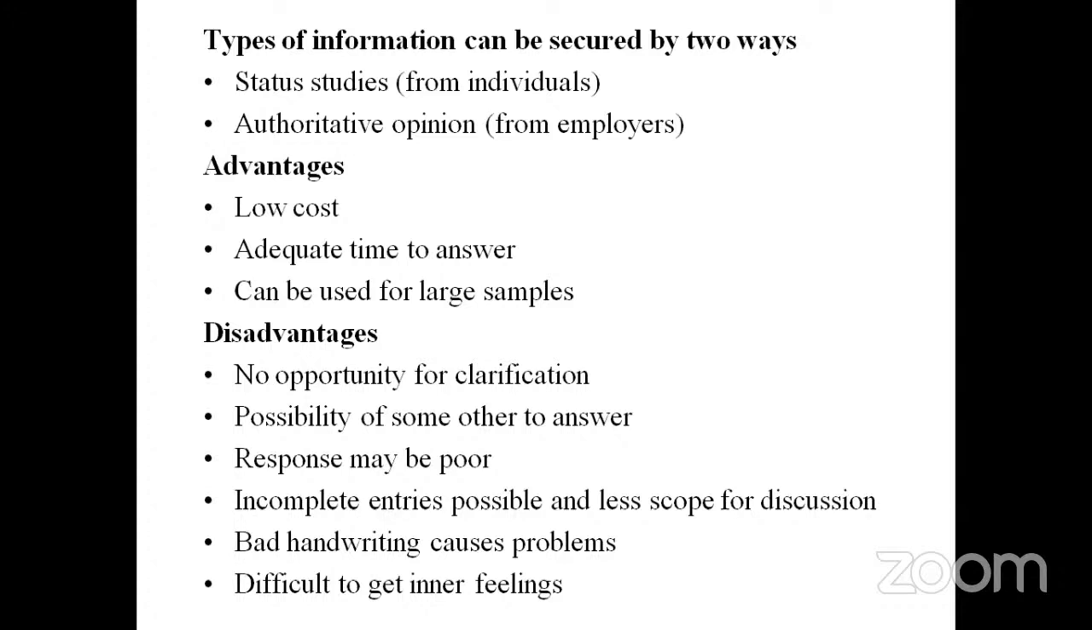Authoritative opinion means we have to get the opinion from the employers. You approach the employer, the owner of that particular factory or some other concern, and get opinion about your subjects. That is authoritative opinion. So two kinds of information you can gather: one is from individuals and another one is from employers. If you have any question, you can ask at the end.